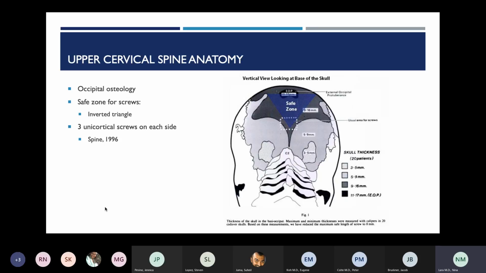There is a safe zone from the external occipital protuberance, approximately 20 millimeters lateral to this area along the superior nuchal line, and then 20 millimeters inferior, for placing screws. This slide says 3 unicortical screws on each side. There are fixation methods that are bicortical as well. Typically, if you look at the AOS recommendations about how to place halo screws, they recommend 6 to 8 screws for children, and anywhere from 4 to 6 screws for adults.